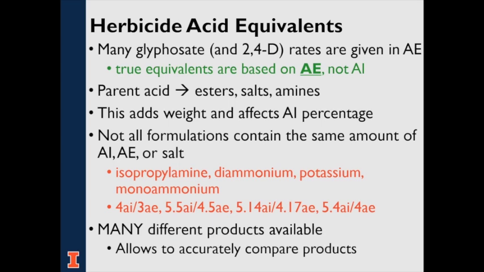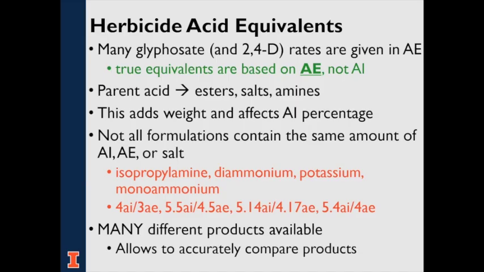There can be other differences in formulations. If the active ingredient has been derived from a parent acid, which is the case with glyphosate and 2,4-D, you'll need to look at the amount of acid equivalent, or AE, in the product. When comparing two products, true equivalents are based on AE, not AI, or active ingredient. To simplify this complex topic, acids make poor herbicides.